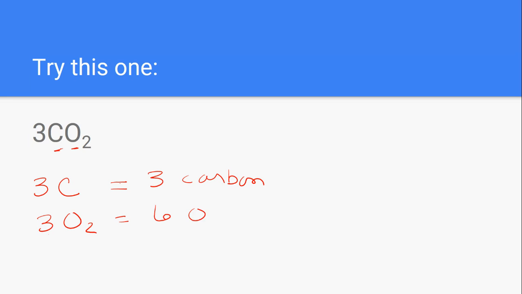Okay, so let's try this one. So I know that we have 3C, and I know that I have 3O2. Okay, so I'm going to say this is definitely 3 carbon. And I'm going to have 3 times 2, which is 6. So I'm going to have 6 oxygen, which is a total of 9 atoms.